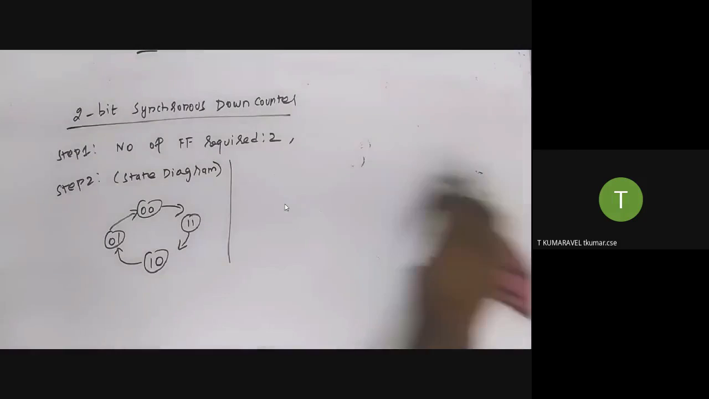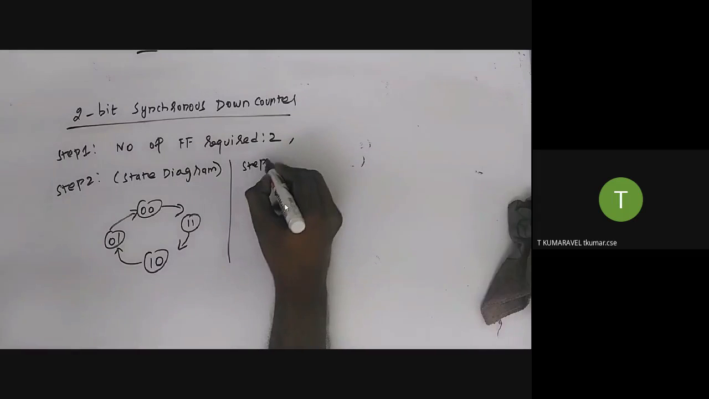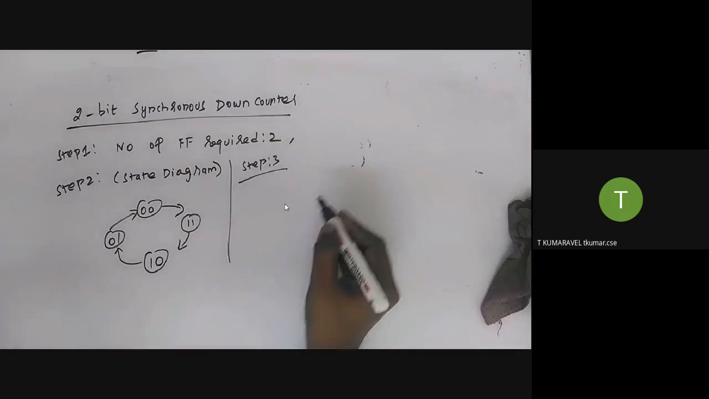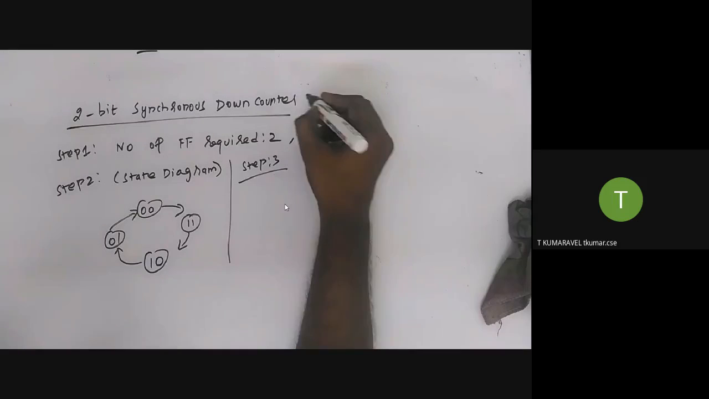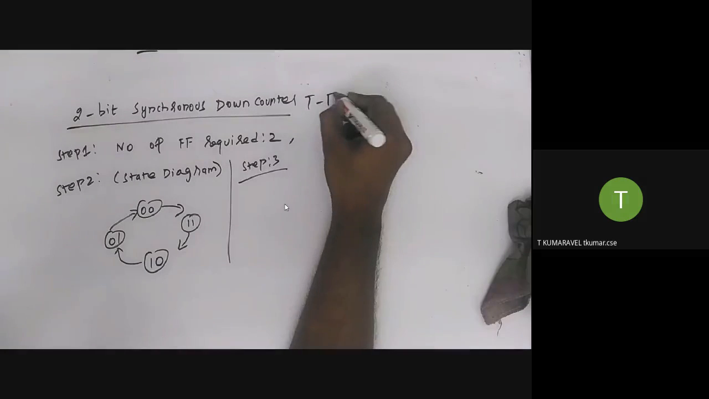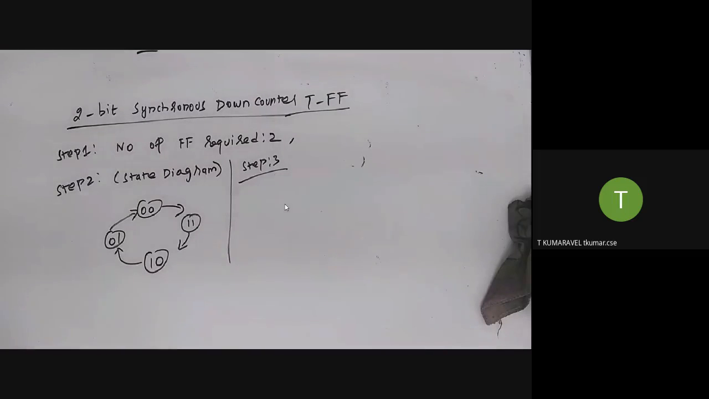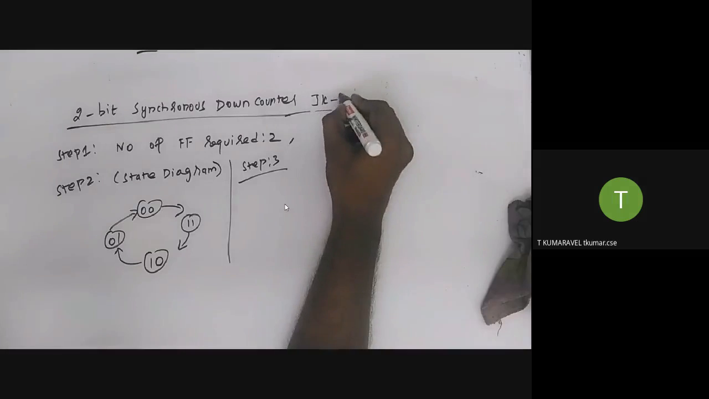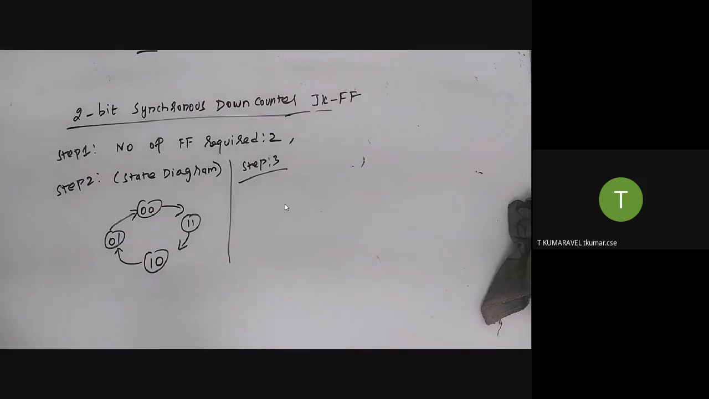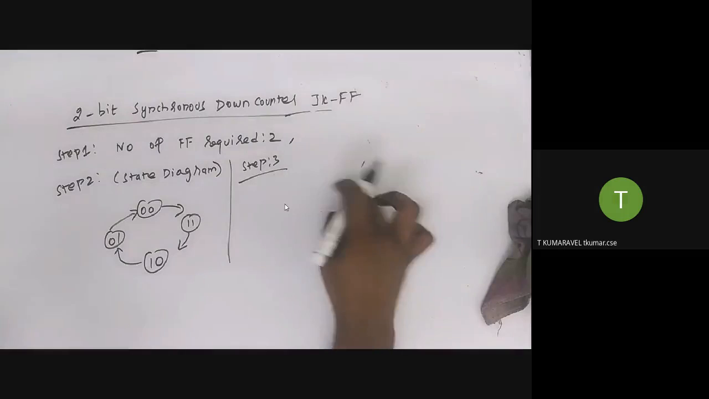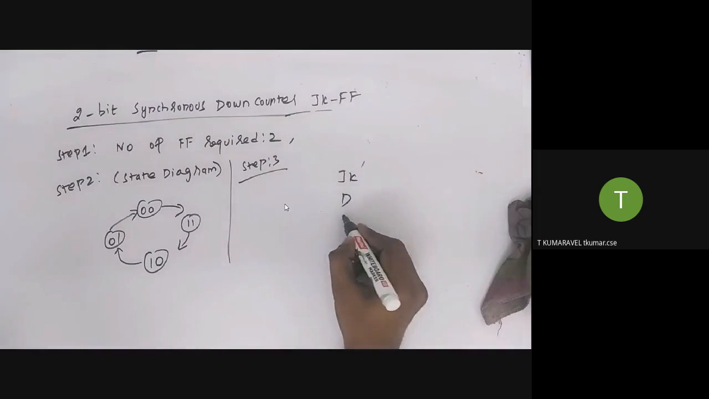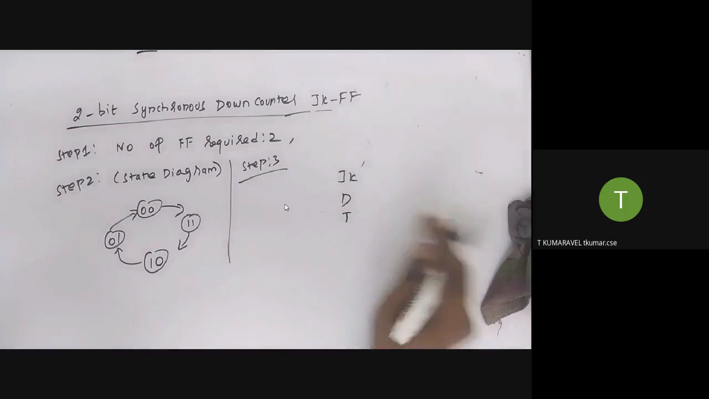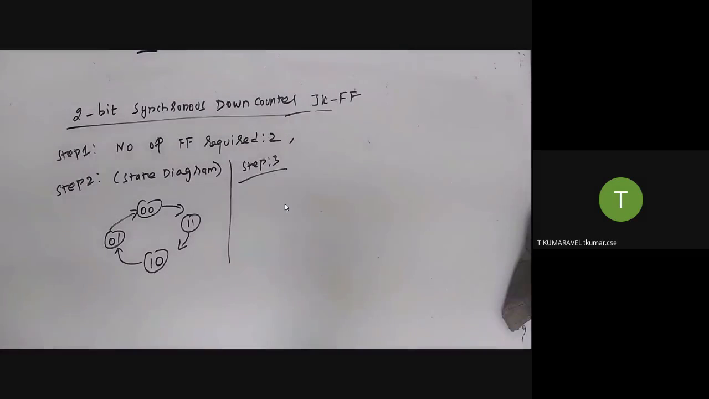Okay. So what is the next step? You should write the excitation table now. Here, what is the flip flop? You want to design the down counter using JK flip flop. Already I said, whenever you are designing any synchronous counter, you can take any one of the flip flops, either JK, D flip flop or toggle flip flop. Both of them are going to produce the same result.